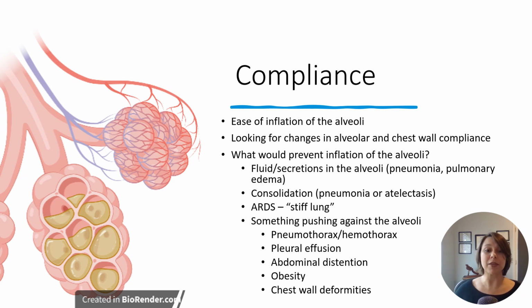But it can also be something that is pushing against the alveoli. So it's going to be an issue inside the alveoli themselves, like here, or it's going to be pushing against the alveoli. So something like a pneumothorax or hemothorax, a pleural effusion, abdominal distension, obesity, certain chest wall deformities like kyphoscoliosis, where they're kind of hunched down. All of those things are going to affect the ability of the alveoli to inflate only because it is pushing against the lungs.